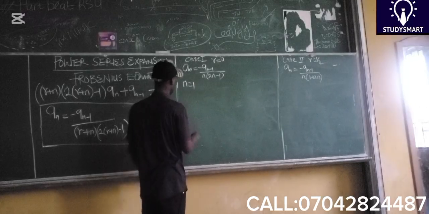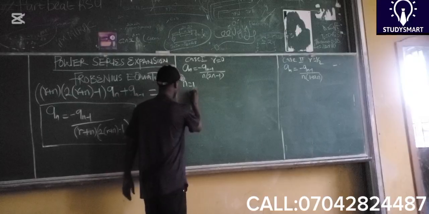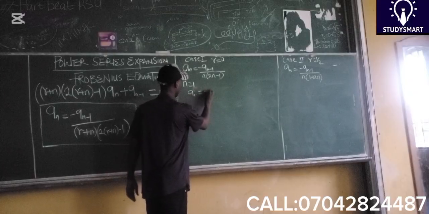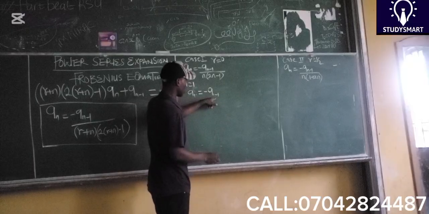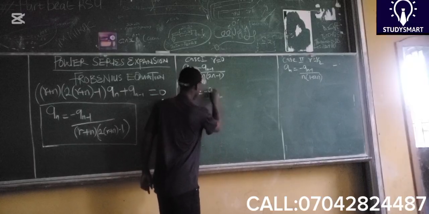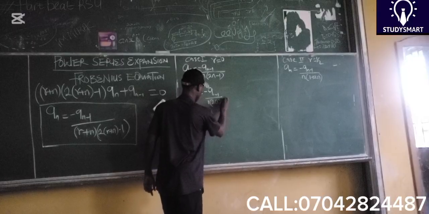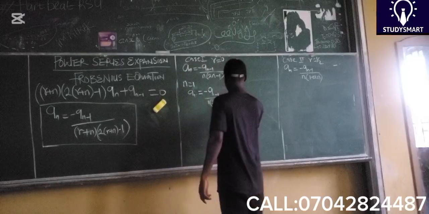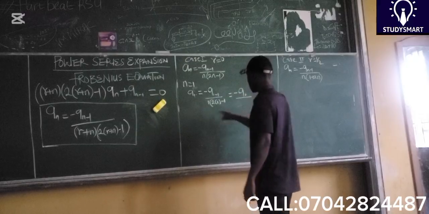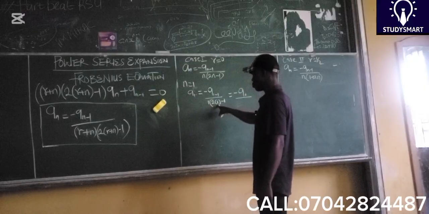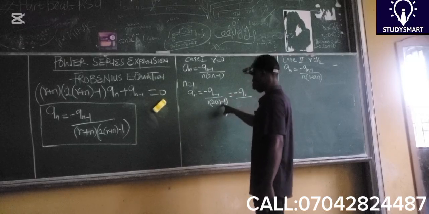So for case 1, let us substitute n equal to 1 into this expression. I'm going to have a1 equal to minus a(1 minus 1), which becomes a naught, over 1 into (2 times 1 minus 1). So this becomes minus a naught over, 2 times 1 is 2, 2 minus 1 is 1.